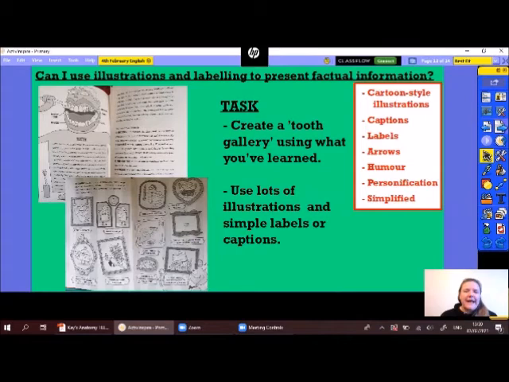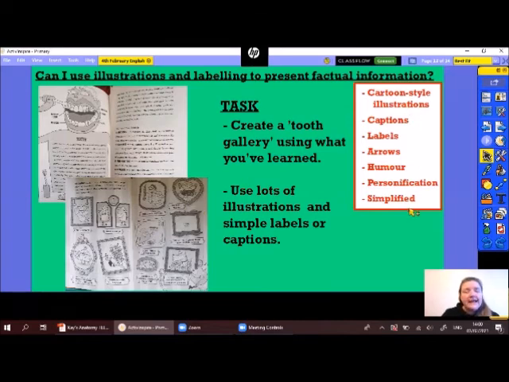Now think back to that page all about the organs that we looked at and how it has lots of pictures to show us things and then little captions underneath to teach us more, but in a very simple way. That's what we'd like you to do today for the teeth. So we've learned lots about the different types of teeth. We'd like you to put that together into a kind of a tooth gallery using what you've learned. You can use lots of illustrations, so lots of drawings, and simple labels or captions. Not a lot of writing is needed today at all.